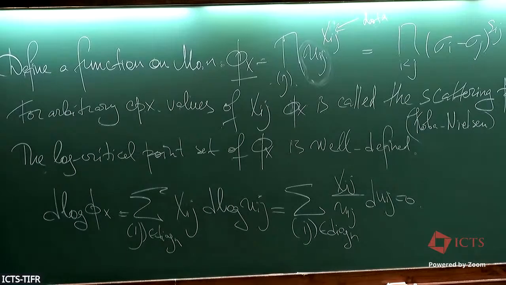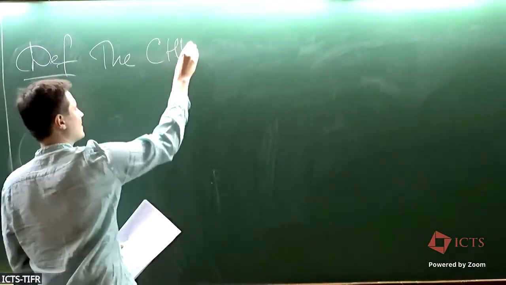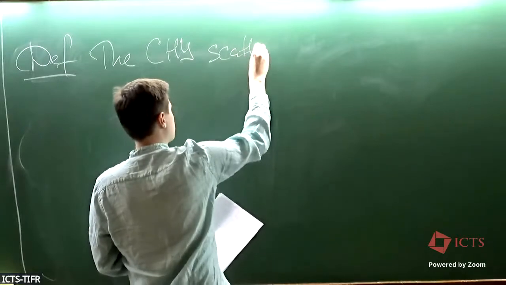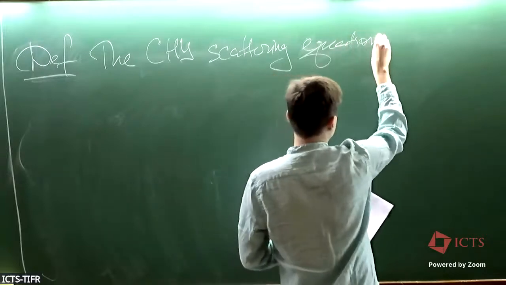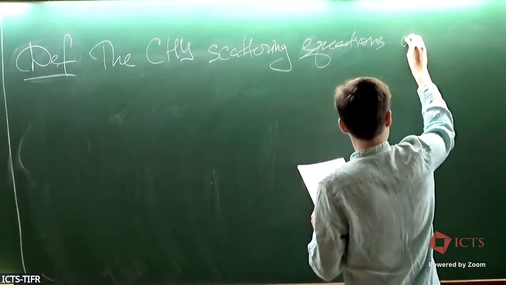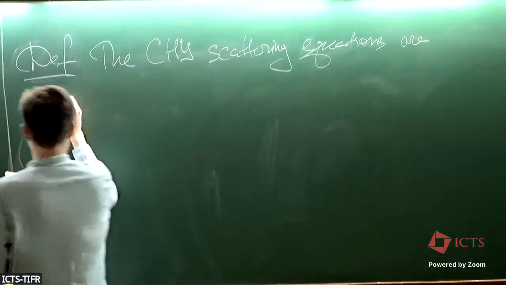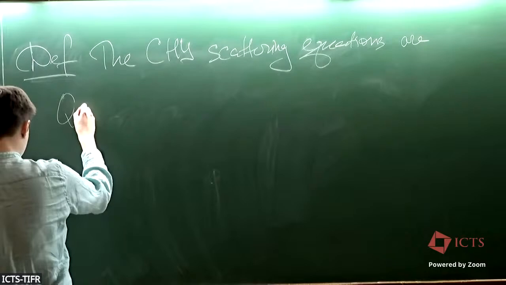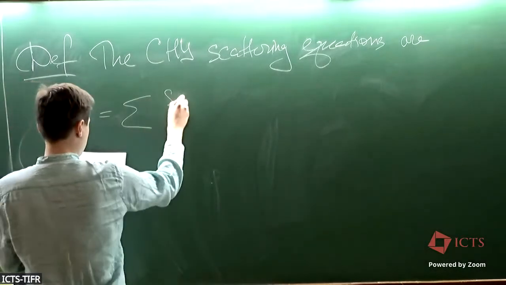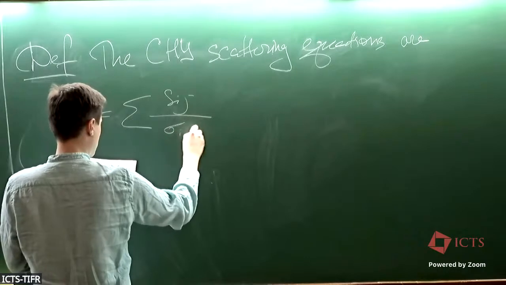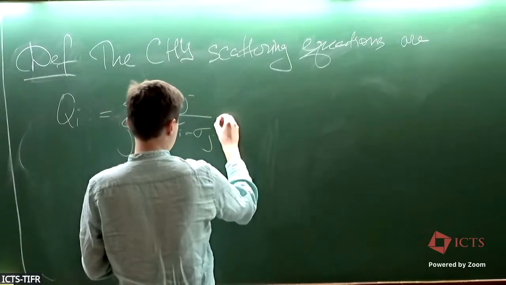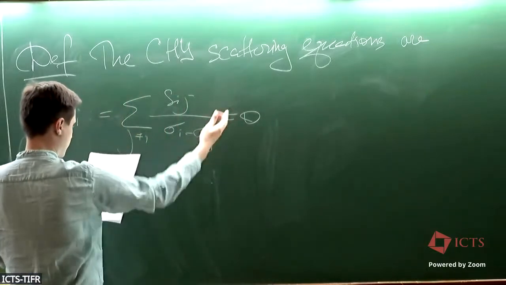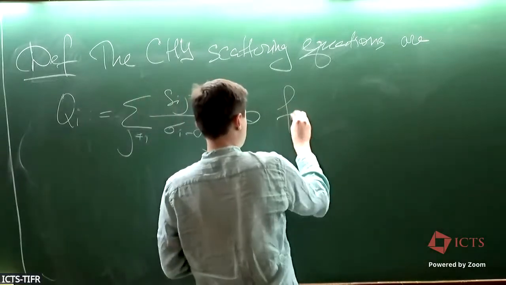Good, so now we are ready for the scattering equations. So another definition. The CHY scattering equations are the following n equations. So we define the polynomial Qi, not the polynomial, but rather a rational function on M0n to be this function. And the equations are then, well, this function vanishes. And there are n equations.